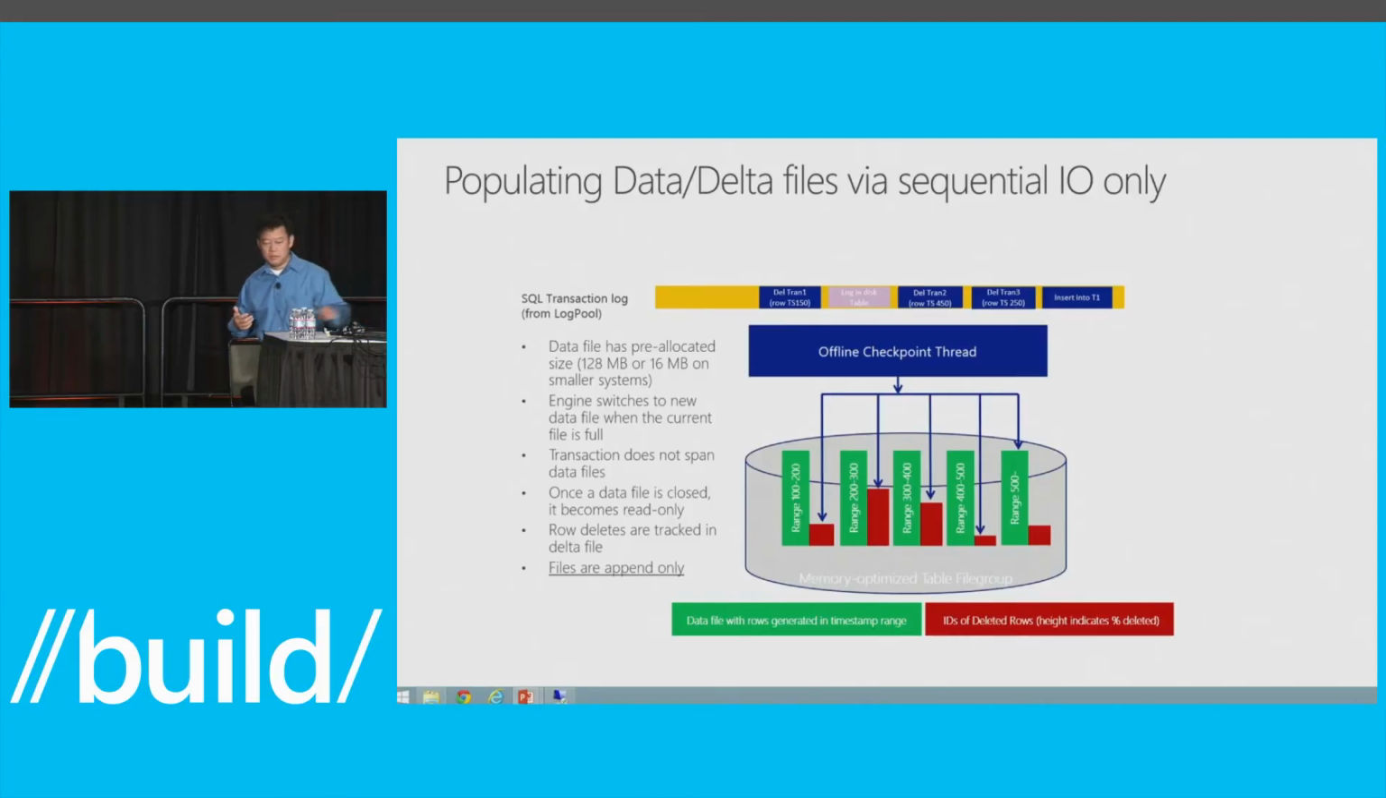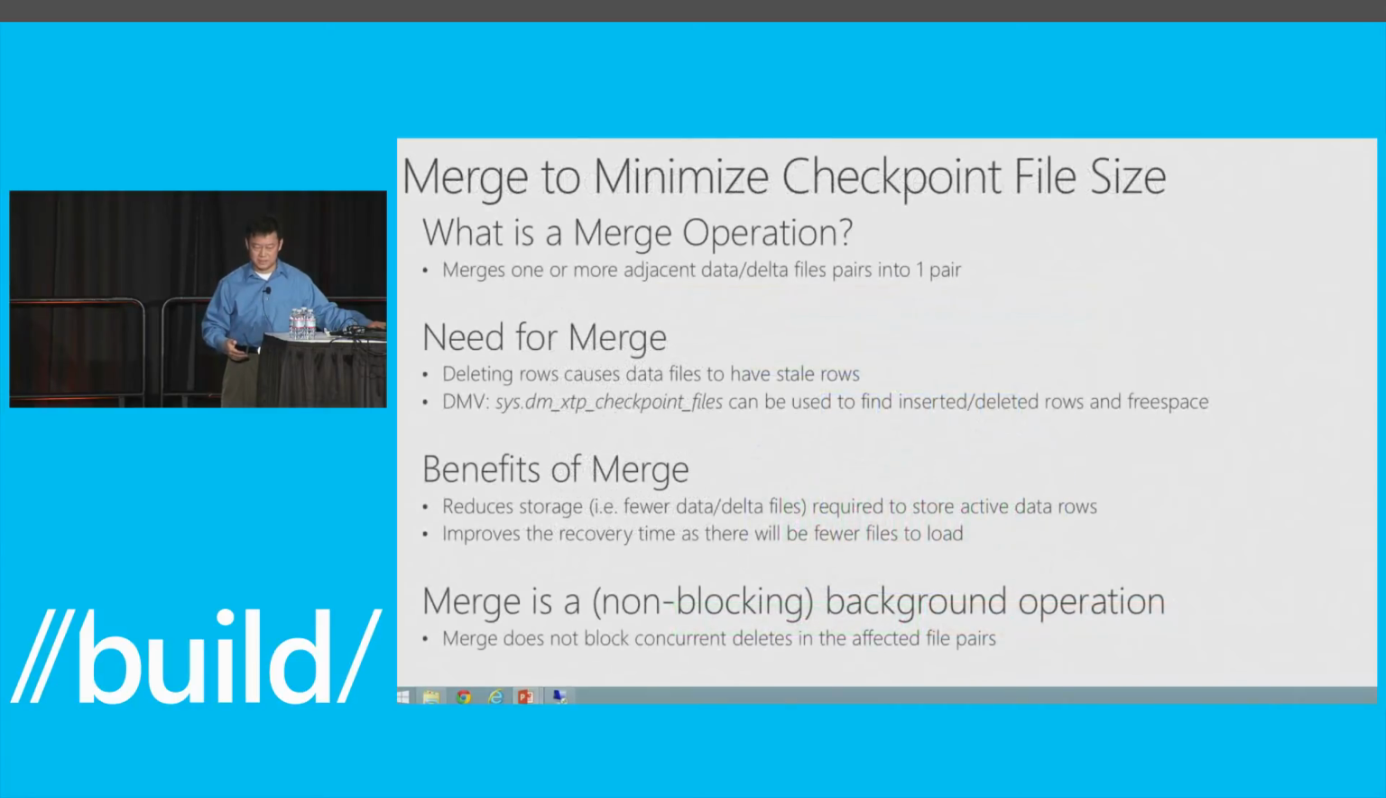The way we build it up is we scan the log. When the log is still sitting in memory without going to the I/O yet, we'll scan the log. We'll populate all the checkpoint files along the way, the data and delta. The data, again, is the content. The delta is the deletion of the records. You don't have to watch the animation too closely, but you get the idea. So that's how we populate the content.